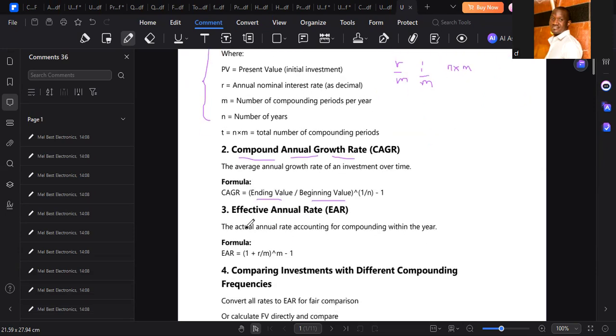And we also have what is called the effective annual rate. It's also an interest. The effective annual rate is simply the compounding that we have within the year. It is given by 1 plus r over m to the power m, minus 1. So this is called the effective annual rate.